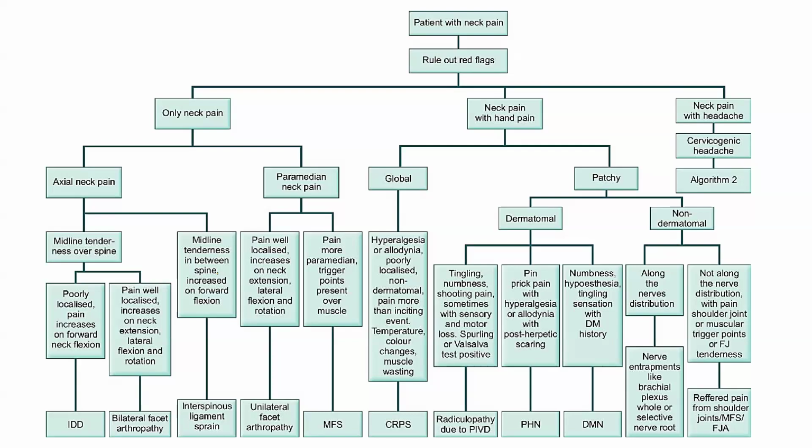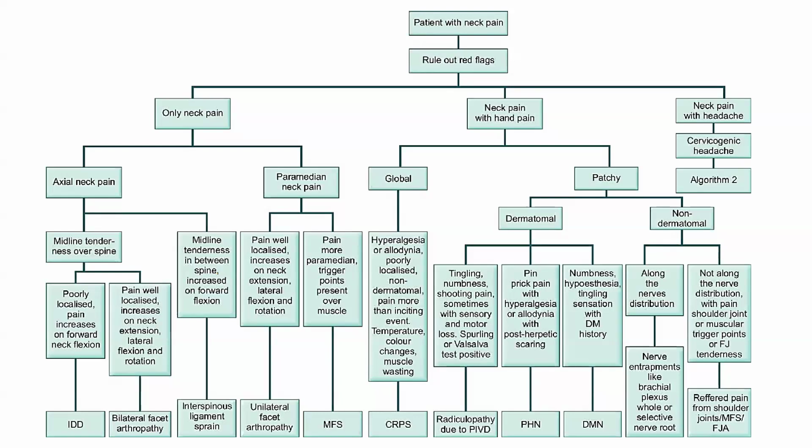Now, a neck pain with a patchy radiation, which is mainly dermatomal radiation with tingling, numbness, shooting pain, sometimes with sensory motor loss, and Spurling's or Valsalva positive, it could be a radiculopathy. Then there could be a dermatomal distribution with pinprick sign, hyperalgesia, allodynia, and with the post-herpetic sign. There could be possible post-herpetic neuralgia.